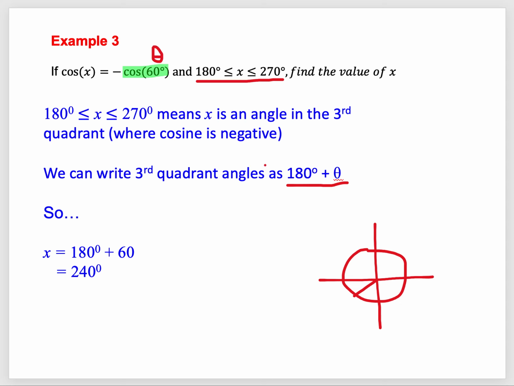So over here we've got an angle of 60 degrees. Excuse that really bad diagram. What would be this equivalent angle down in the third quadrant? That would just be 180 plus 60, because it's 180 plus theta, and so x would equal 240. And so cos of 240 degrees is equal to negative cos of 60 degrees. And that's true through symmetry, and through the fact that we know that in the third quadrant cosine is negative. Right.